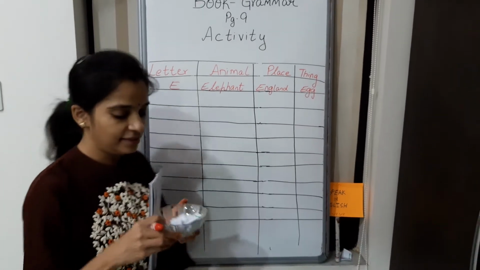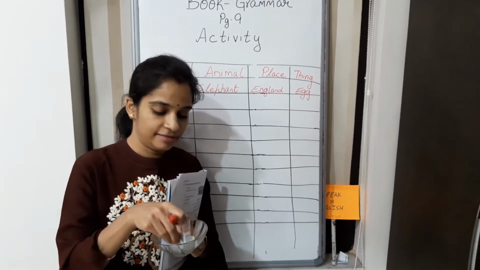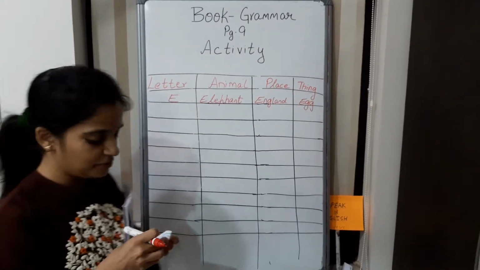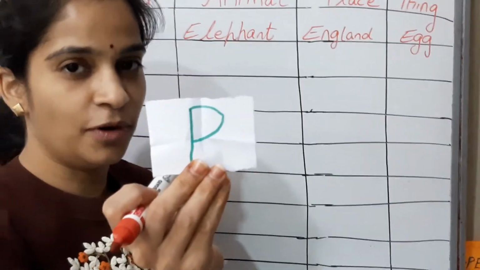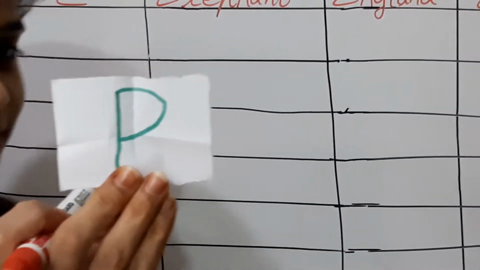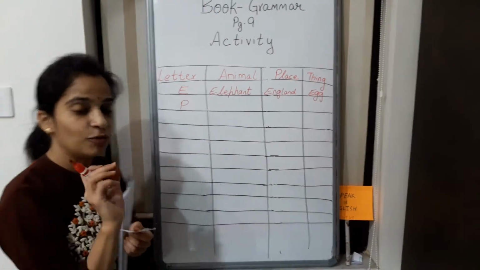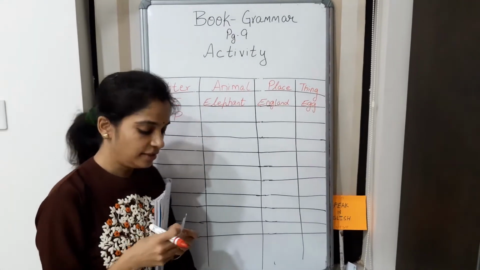Again here I am writing. Here let us pick this. Okay. Let's see which letter is here. P for pen. Sorry, P. Letter P. Again you have to pause the video, fill this and then check my answers.